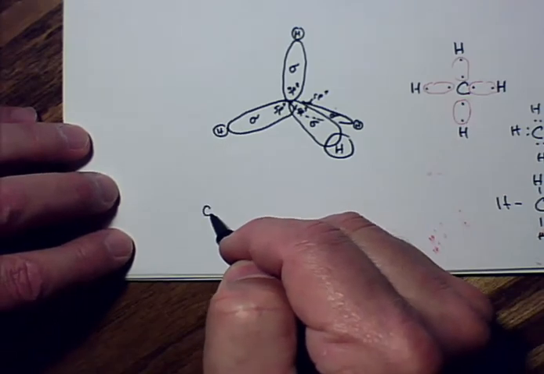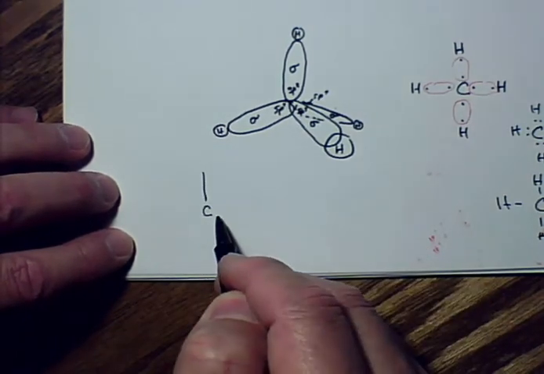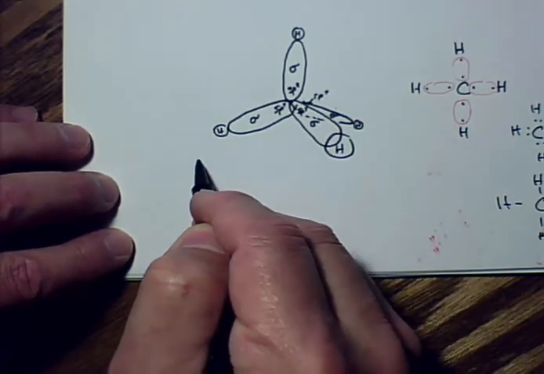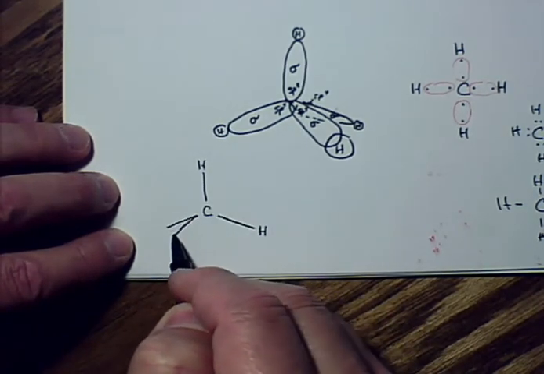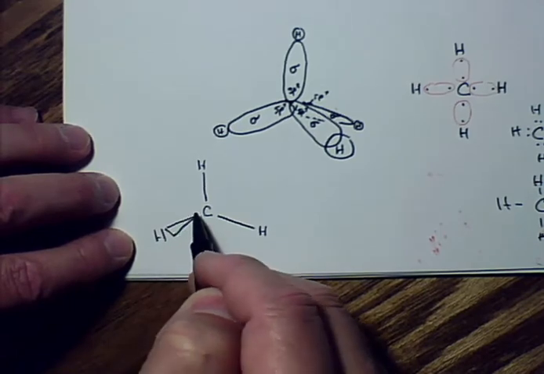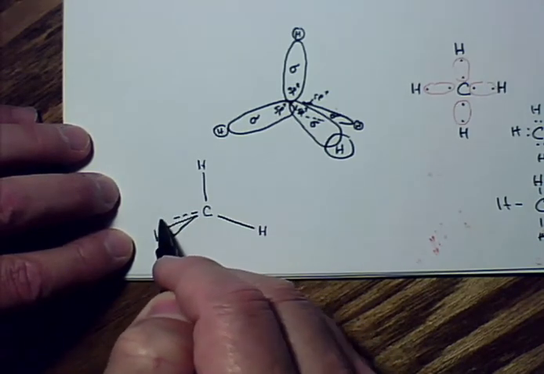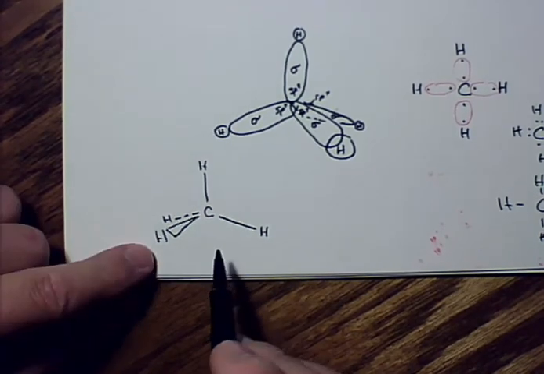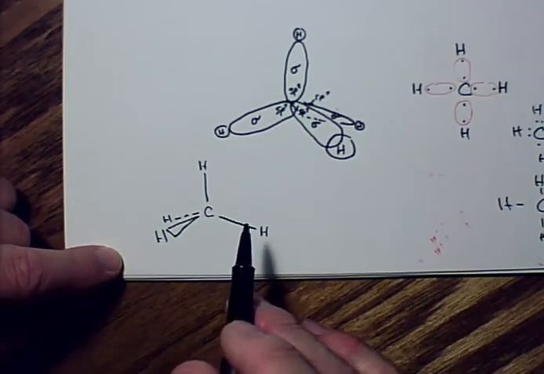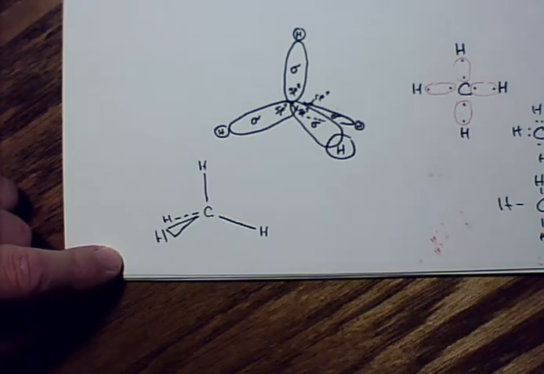It forms a shape where we have 109.5 degrees between the axes. And so one of these axes is swinging out toward you, and we use a triangle to kind of show that, and one of those is going back behind the paper, and we use a dotted line to show that. So the shape of your molecule is actually this.